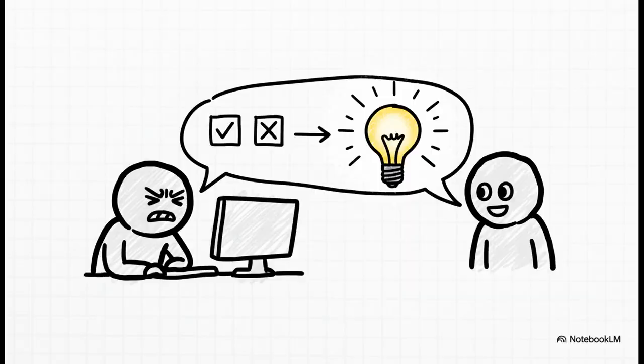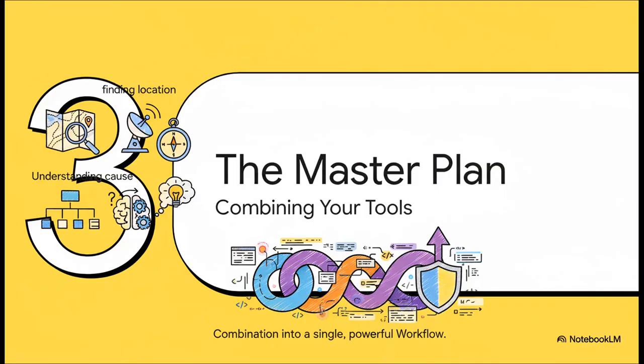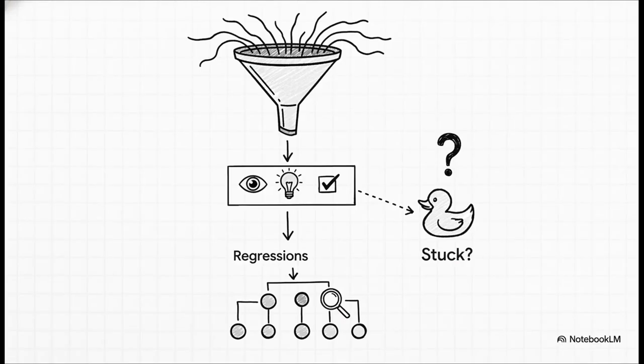So we have techniques to find the location and techniques to understand the cause. But the real path to mastery isn't just using one of these in isolation. It's knowing how to combine them into a single, powerful workflow. So think of this as your master plan. You start broad with a binary search to narrow the scope, then you apply the scientific method to form a solid hypothesis. If you know it's a recent bug, you can deploy Git Bisect to find the exact cause. And if you're ever truly stuck, the rubber duck is always there to help you reset your thinking.